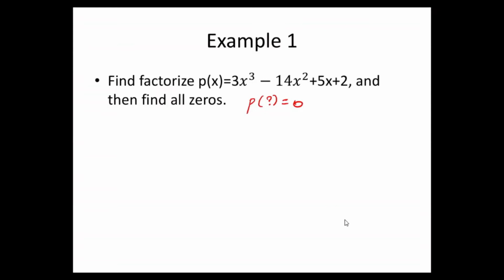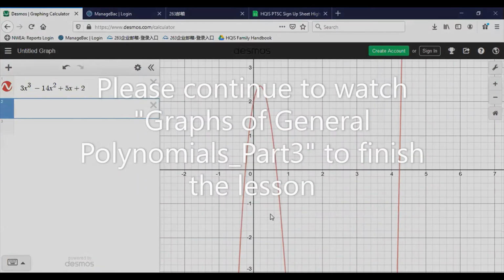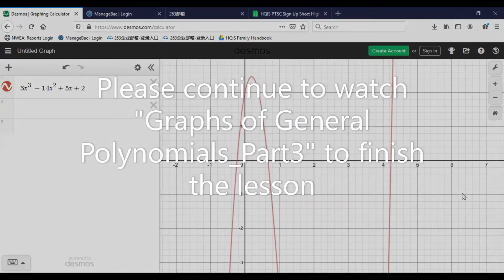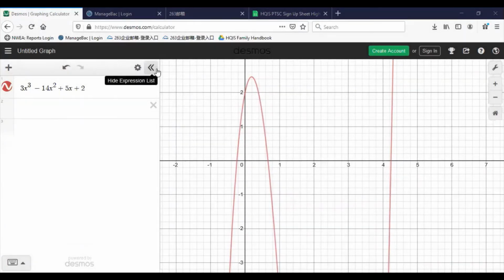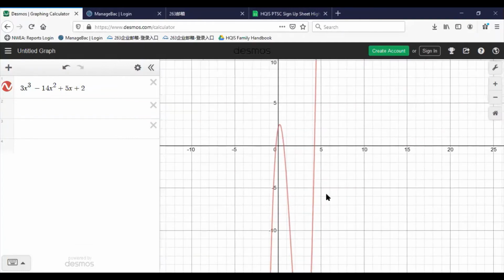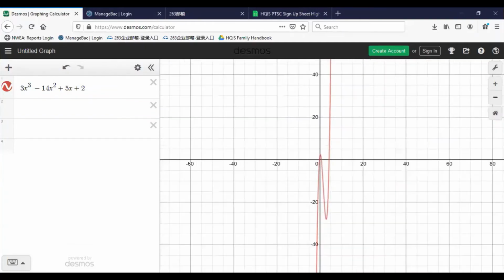So I'm going to switch to my calculator. Found my calculator right here. Do you see my calculator on the screen, guys? Yes, okay. So I put in the given cubic polynomial, 3x cubed minus 14x squared plus 5x plus 2. Boom. And then it gives you this nice cubic curve. I just magnified it, but if you go a little further, you can see the general direction of going upwards, going downwards like that.